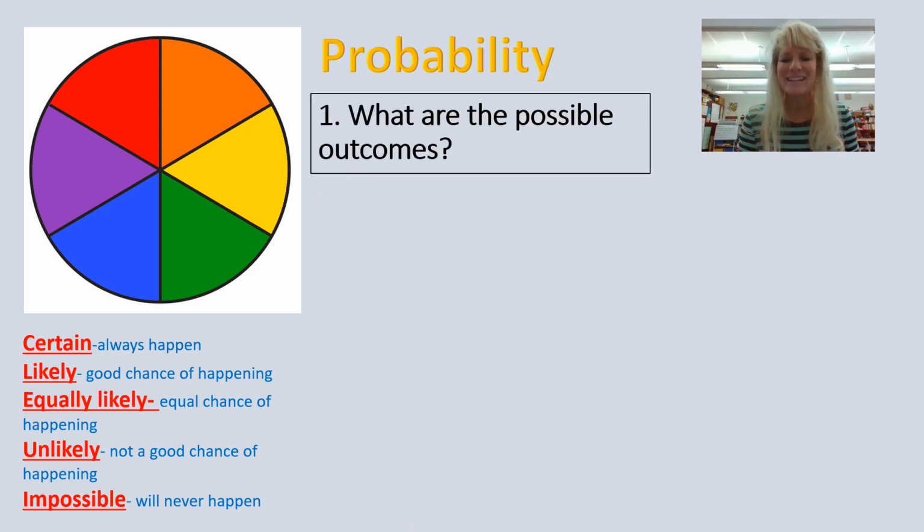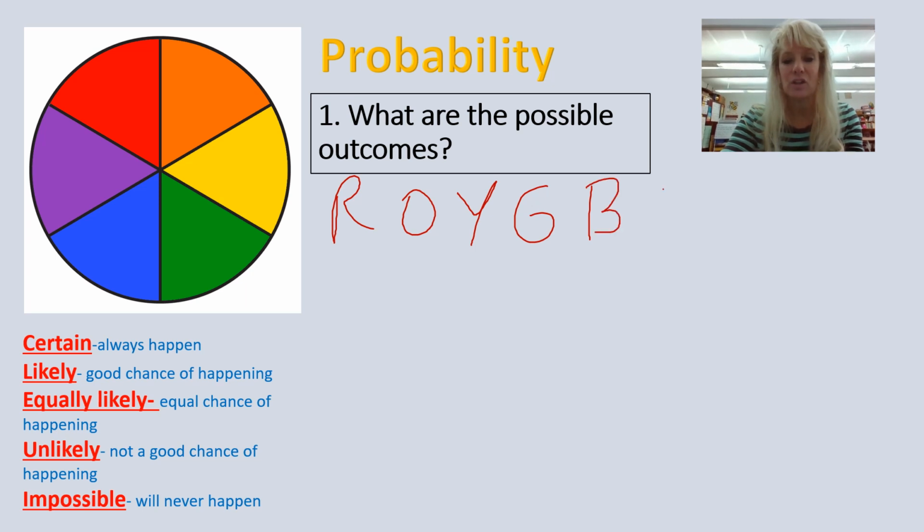Question number one says, what are the possible outcomes? So I'm looking at my spinner over here, and I can see that I have the color red, orange, yellow, green, blue, and purple. So these become all the possible outcomes that I could have. That means I have 1, 2, 3, 4, 5, 6 possible outcomes. And these are the colors. I can't get any other colors. I could only get these possibilities.